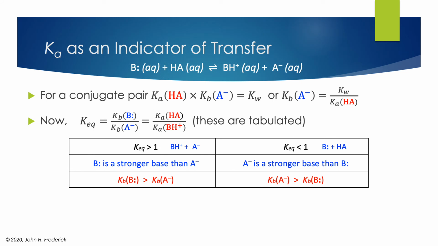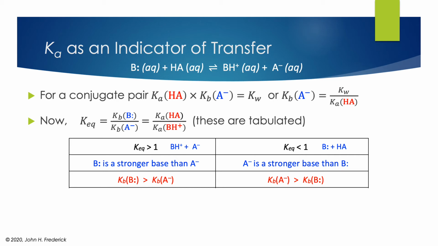I'm going to list results on the left-hand column here for K equilibrium greater than 1. So that means we're favoring the products, in which case BH plus plus A minus is going to be the preferred side. On the right-hand side, I'm going to show the results for K equilibrium less than 1, which means that the preferred products are B plus the undissociated weak acid.